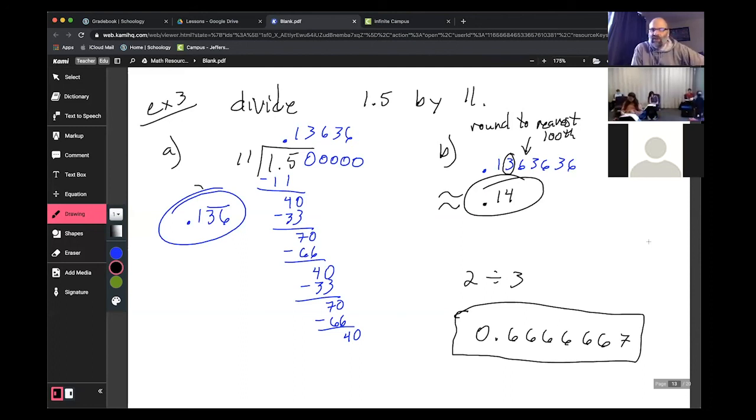You guys feel all right with this? Repeating decimals, dividing and rounding repeating decimals. You guys feel good? Thumbs up, thumbs down. Okay, awesome. Good job, guys.